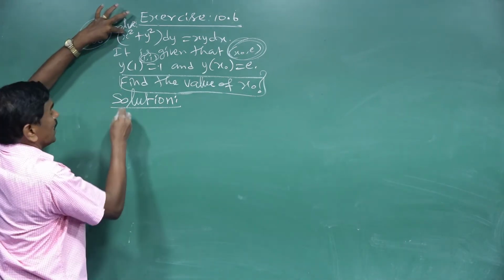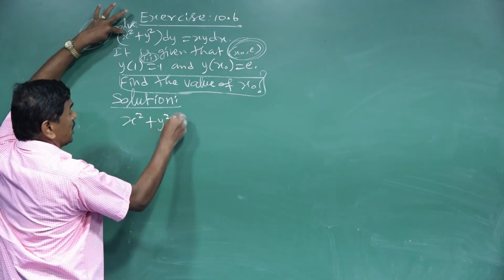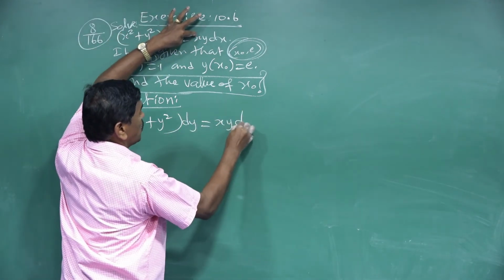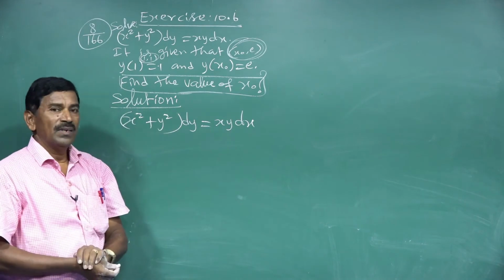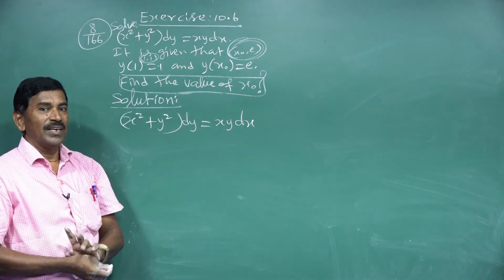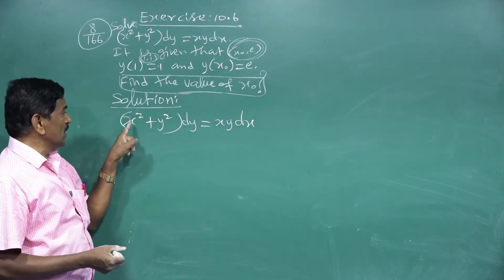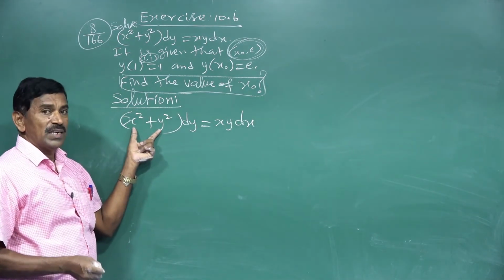Come to the question. Solution: take the given question, x square plus y square into dy is equal to xy into dx. Now any idea? First, I want to identify whether it is homogeneous or not. Listen, how many terms are in the bracket? Yes, there are 2 terms.